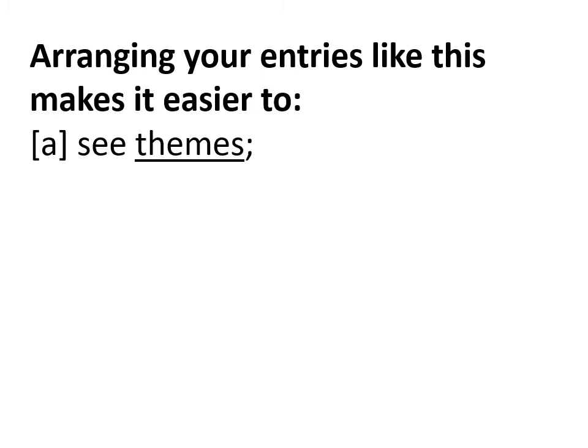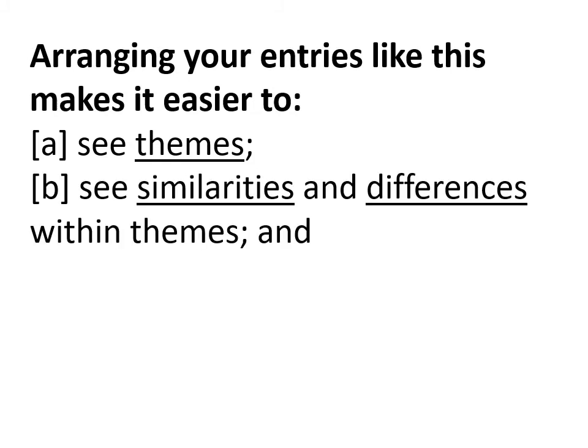Okay. So when you arrange your entries like this, it makes it easier to see themes. So themes are things that frequently occur in your literature. It allows us to see similarities and differences within themes. So we might find that, in literature on, let's go with dog parks, the literature on dog parks tends to focus on kind of one of three areas.